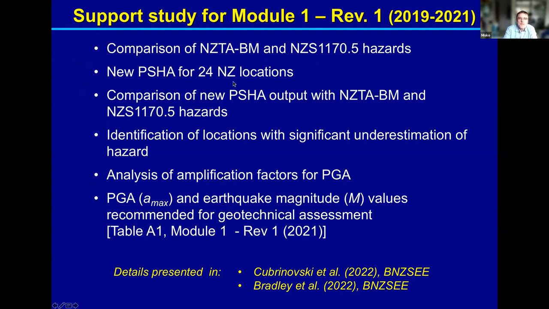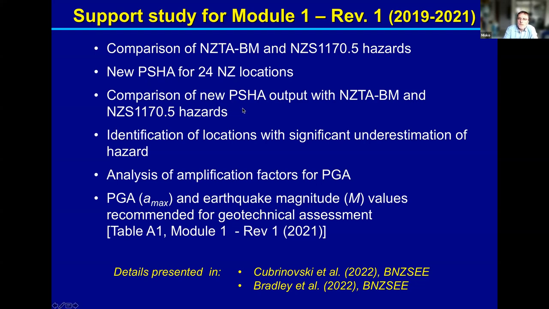First, we compared the NZTA Bridge Manual hazard with the NZS 1170.5 hazards to understand what was going on across New Zealand. Then we performed probabilistic seismic hazard analysis for 24 New Zealand locations. This was done by Brendan Bradley, and he's on the call today. So if you have any specific questions on this, he will be answering those questions.